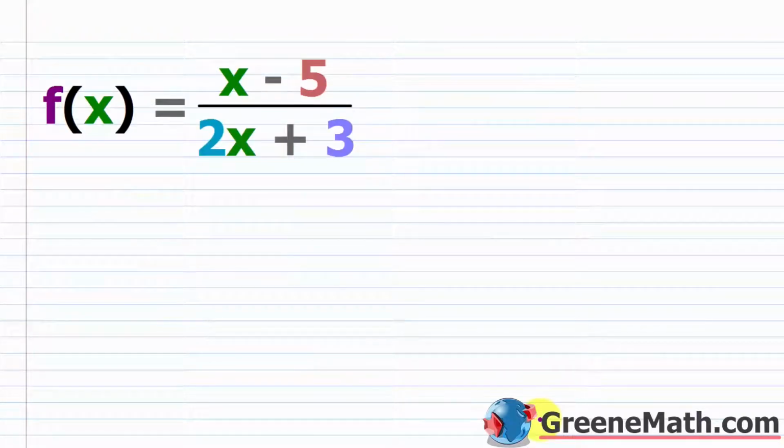Let's take a look at one that's a little bit harder to wrap things up. So we have f of x equals x minus 5 over 2x plus 3.